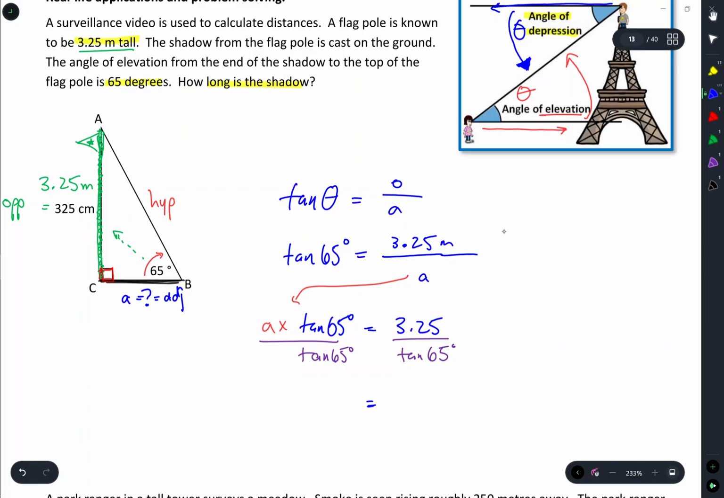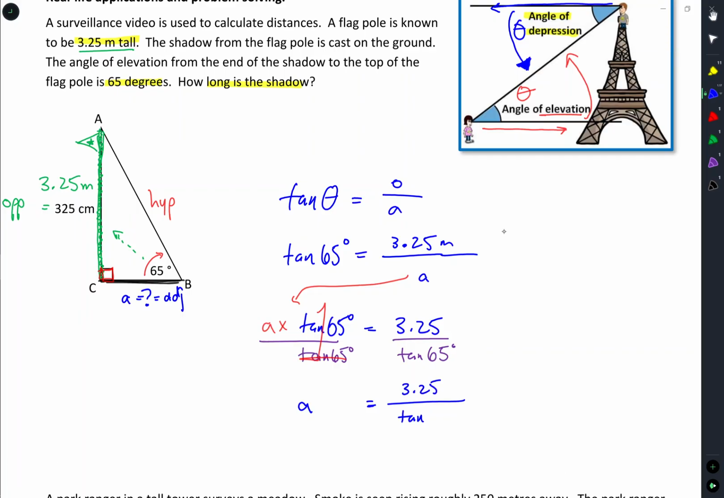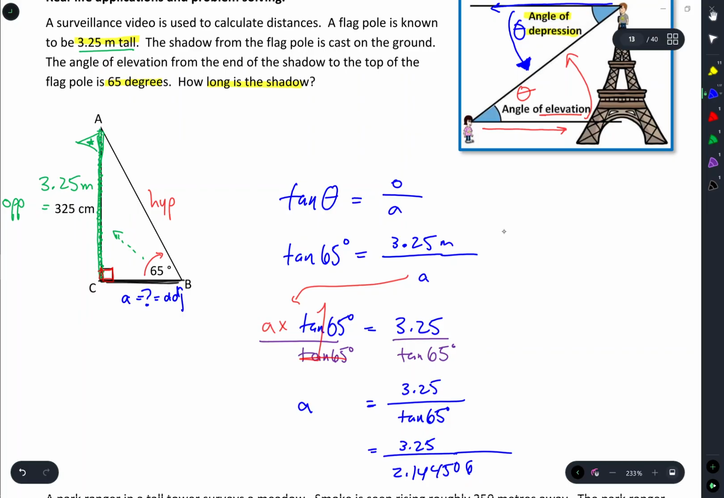However, if we look at that, we have A times tan 65 over tan 65, and that's going to cancel. It's the same thing over itself. It really looks like 2.14 divided by 2.14, so they're going to divide and give you 1. So the A is going to stay. And on the right, we have 3.25 divided by tan of 65. That's like 3.25 divided by 2.144506921. So if you turn the tan of 65 into some decimals, you end up having to write a lot of decimals. It gets a little annoying, and you lose some precision that way.